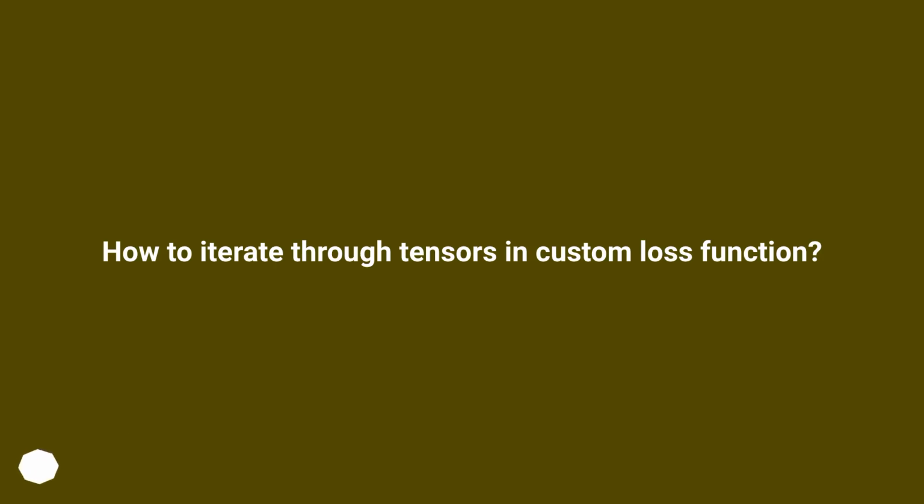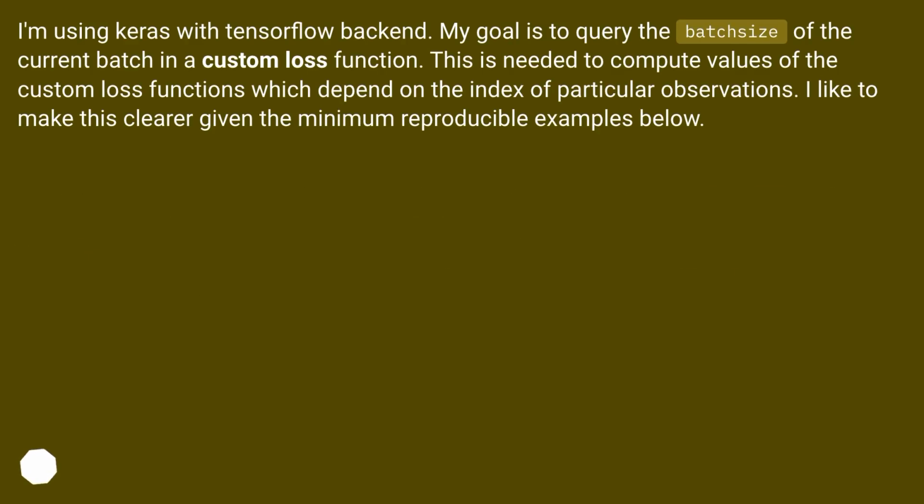How to iterate through tensors in a custom loss function. I'm using Keras with TensorFlow backend. My goal is to query the batch size of the current batch in a custom loss function. This is needed to compute values of the custom loss function which depend on the index of particular observations.